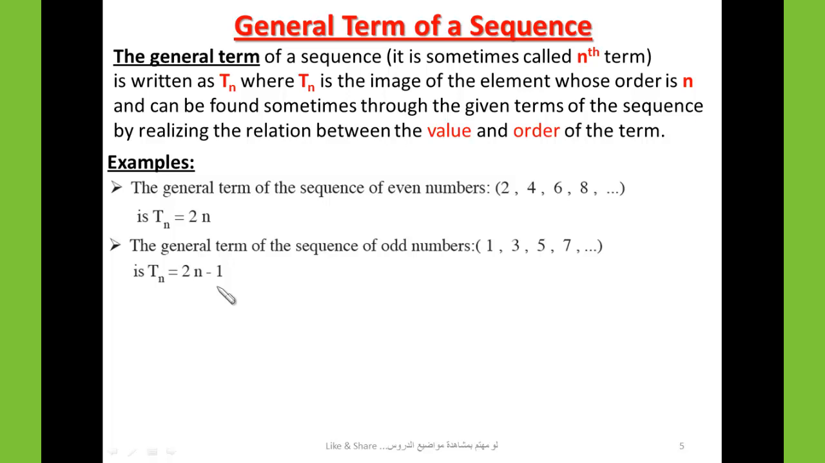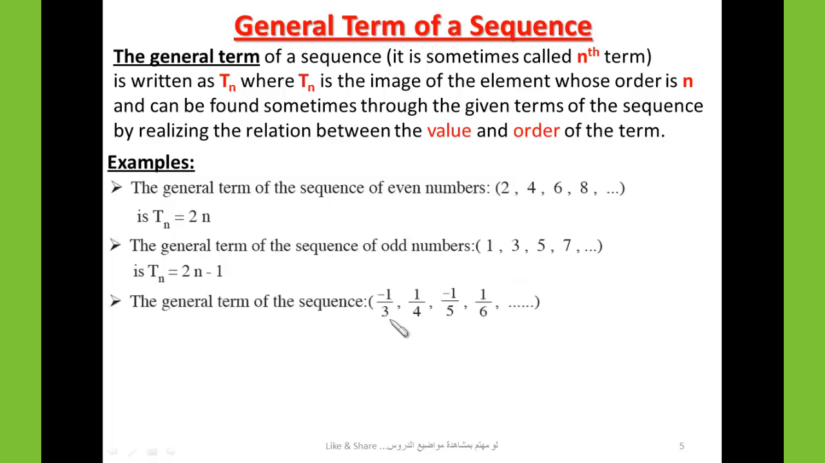If required to write T100, just substitute n equals 100. So T100 equals 2 multiply 100, 200 minus 1, which will be 199. If you want to calculate T4, substitute n equals 4. What do you get? T4 equals 2 multiply 4 minus 1, which equals 8 minus 1, which equals 7, and so on. So you can determine any term of this sequence using the general term.